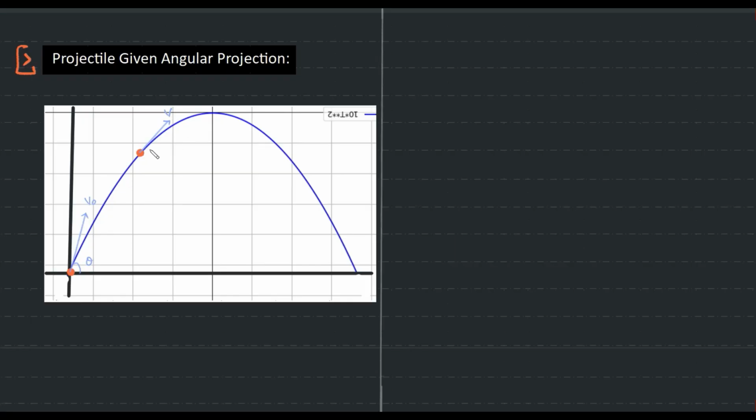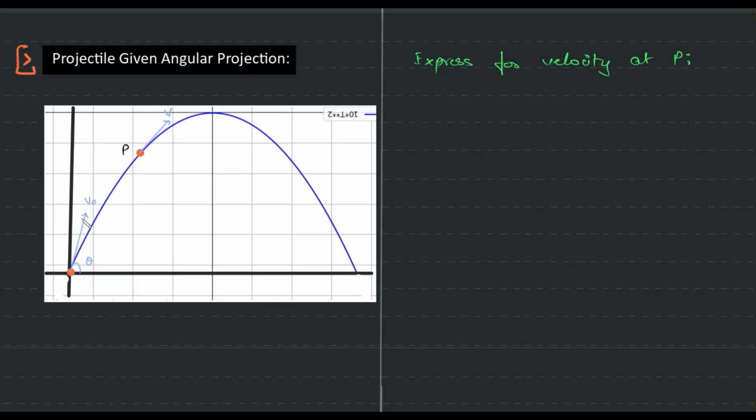Okay, so what we're trying to do over here is get an expression for velocity at P. So this being P. So we're trying to figure out the expression for the velocity of the particle at P. Now, how do we do it?